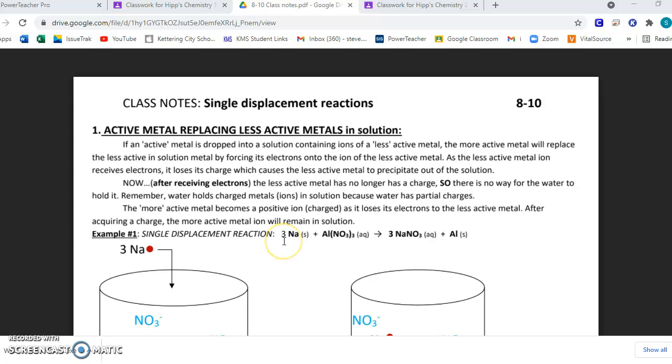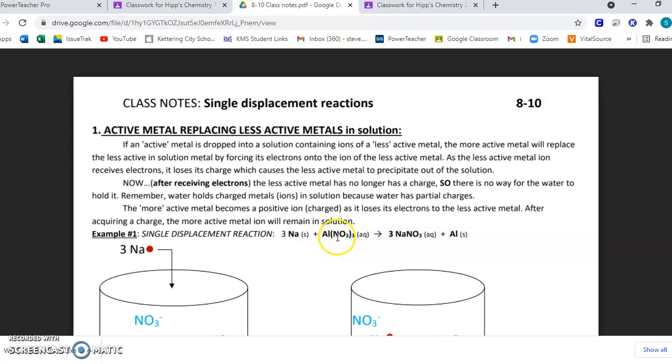If you drop an active metal in an aqueous solution containing a less active metal, the more active metal will replace the less active metal in solution, causing the less active metal to precipitate out. Here's an example. Example number 1. In this reaction, they are dropping sodium in a solution containing aluminum nitrate. Aqueous solution means that salt aluminum nitrate has been pulled apart.